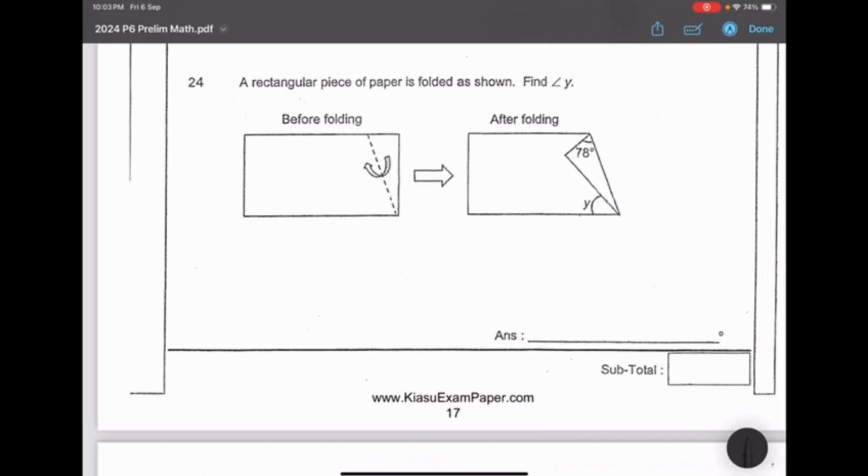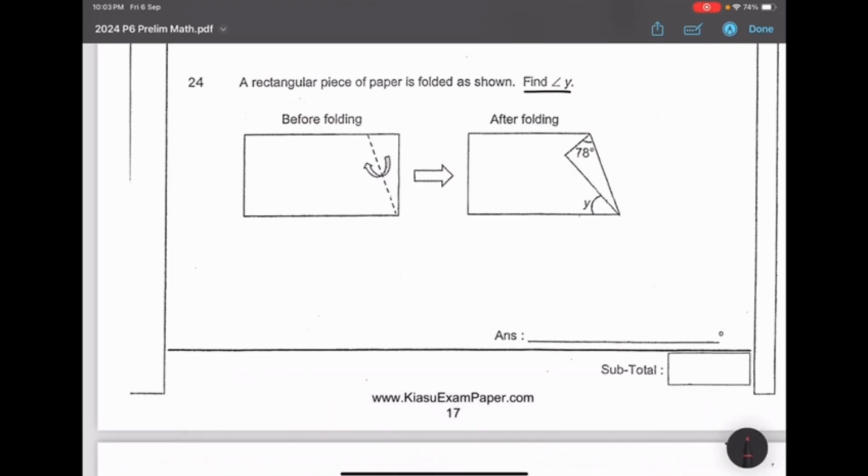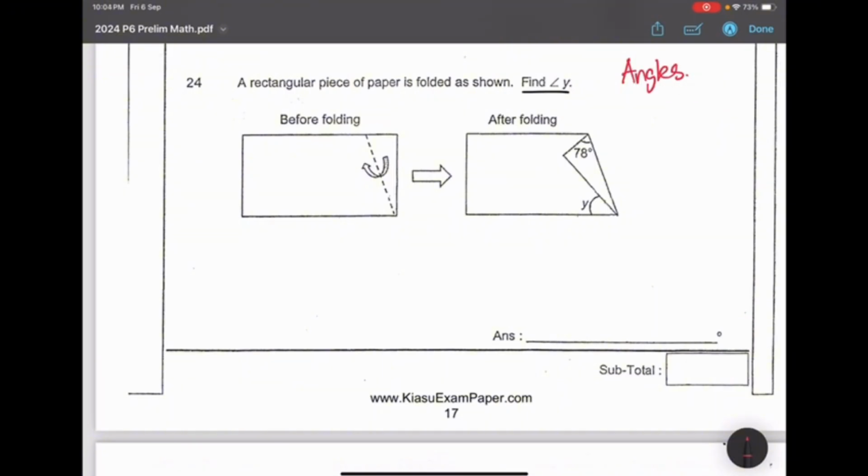Now, moving along to question 24. A rectangular piece of paper is folded as shown. The question asks us to find angle Y. For a question like this, it's definitely angles. Before we start this question, we have to understand that a rectangular piece of paper will always have corners of 90 degrees. And we can see from the second part of the picture, after being folded, this is 90 degrees.